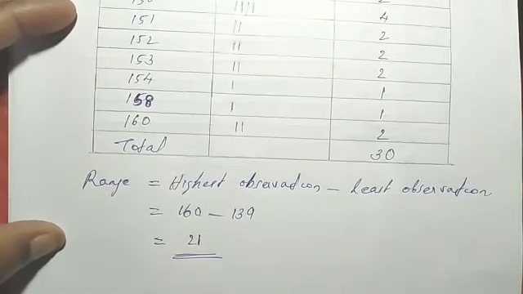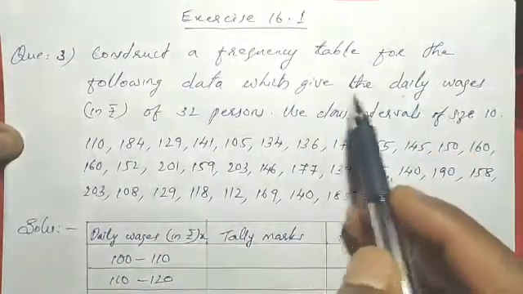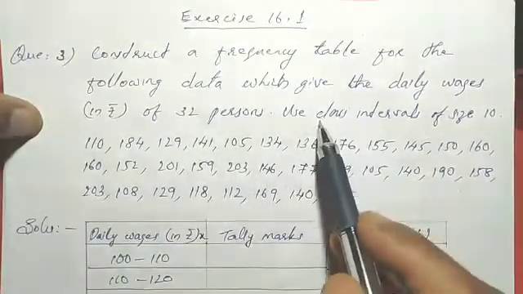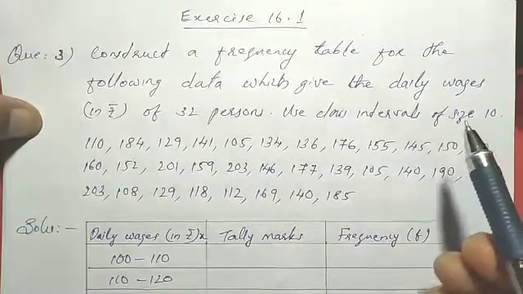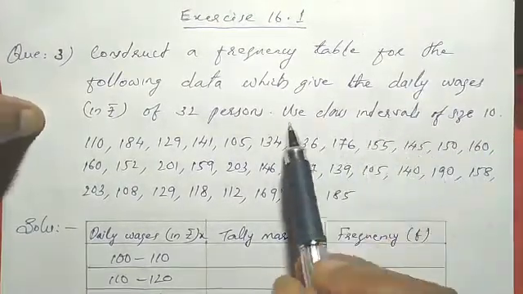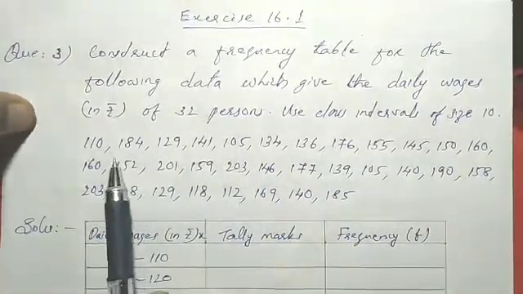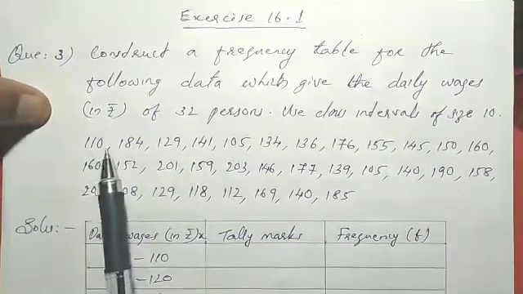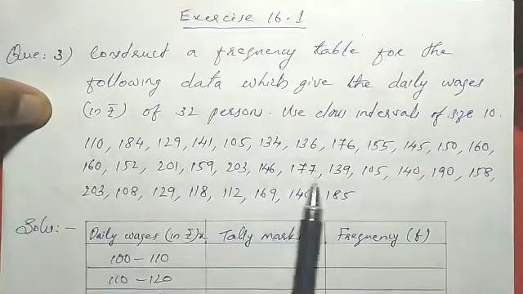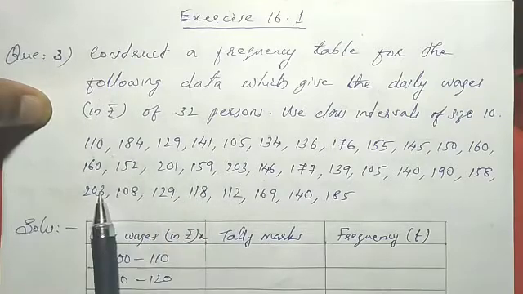Now let's see question number 3. Construct a frequency table for the following data which gives the daily wages in rupees of 32 persons. Use class intervals of size 10. This is a grouped frequency distribution table, not an ungrouped one, because we cannot make it an ungrouped frequency distribution table: the least number is 103, then 108, 110, and the highest observation goes up to 203.